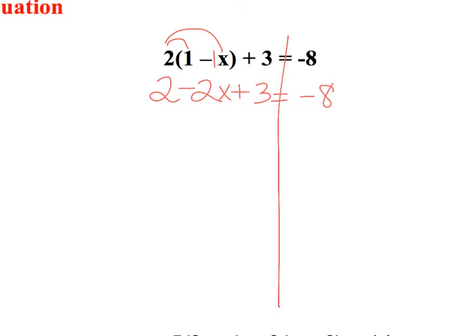Okay, we distributed. Can we combine like terms? Yes, 2 and positive 3. Do I combine with the negative 8? No, they are not friends. Negative 8 is on the other side of the brick wall. Do not combine with it. They will be angry. Okay, combine those. 2 plus 3 would give me 5. So 5 minus 2x is equal to negative 8.